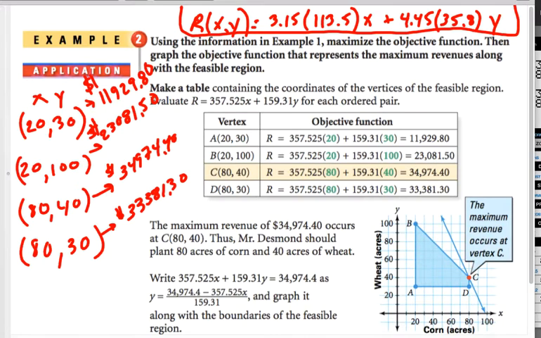But again, I'm going to point out that they do give you another way to do this. They point out that if you wanted to solve this objective function for y, you could actually spot where it has its largest value. So anyway, thus Mr. Desmond should plant 80 acres of corn and 40 acres of wheat, and that's the deal.